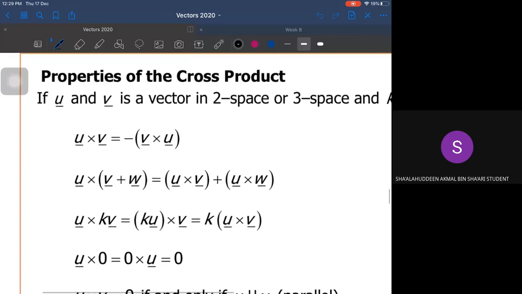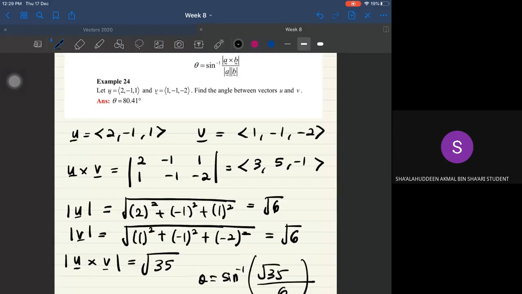Puan, nak tanya boleh Puan? Boleh. Yang 35 tu dapat macam mana? 35 tu dapat daripada 3 kuasa 2 tambah 5 kuasa 2 tambah negatif 1 kuasa 2. Square root kan. Faham tak? Apa yang tanya tu? Boleh faham tak? Siapa yang tanya tadi? Saya tak nampak nama tu.